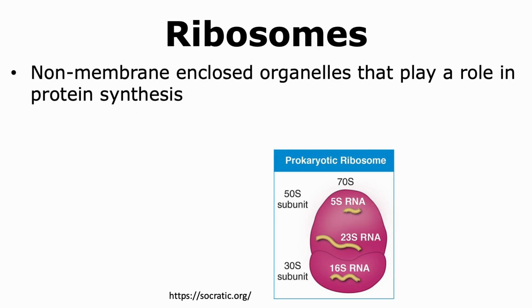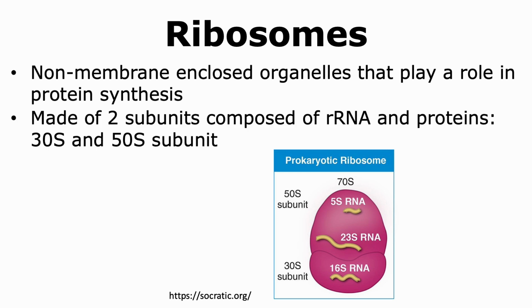Similar to bacteria and eukaryotes, archaea have ribosomes, which are non-membrane bound organelles that play important roles in protein synthesis. The ribosomes of archaea are made up of two subunits. Each subunit is made up of ribosomal RNA and proteins. The smaller subunit is called the 30S subunit. It has the 16S ribosomal RNA, while the larger subunit is called the 50S subunit, which has the 23S ribosomal RNA and certain other small types of ribosomal RNA.